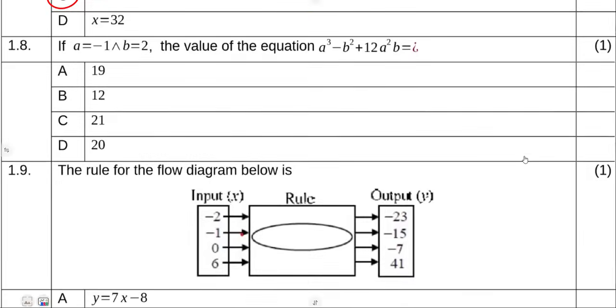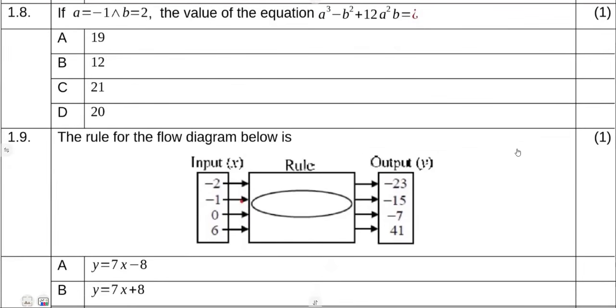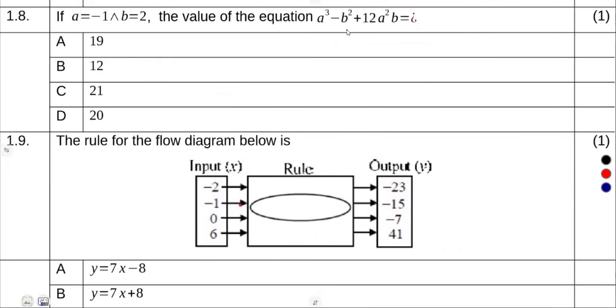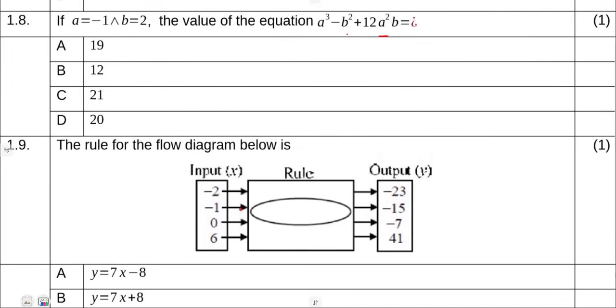All right. Then on 1.8, we are given the value of A. Given that the value of B is 2, then evaluate or find the value of this equation. Simply substitute where you are given A with what? With negative 1. So A is negative 1 to the exponent of 3. Minus our B is what? Our B is 2, so that's 2 squared. Plus 12A squared. A is what? Negative 1 squared times B. Our B is 2. So that's it.